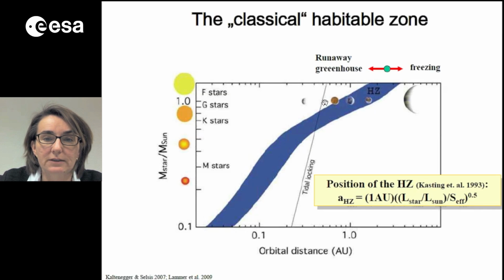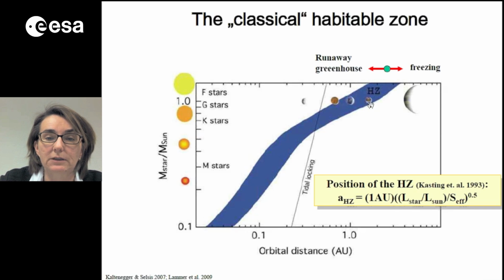The distance range here, this line, marks the tidal locking range. That is the distance where planets that are closer inward might be tidally locked. That means they might always face with the same side to the central star due to gravitational interaction with the star. And we might come to that later.